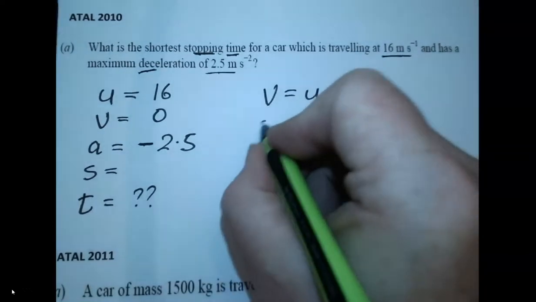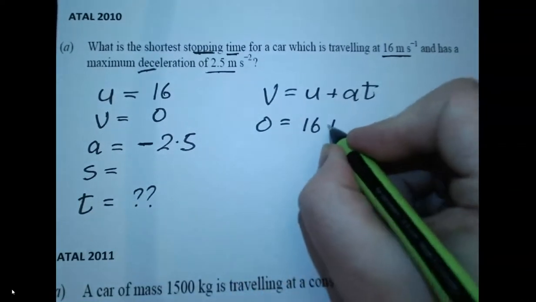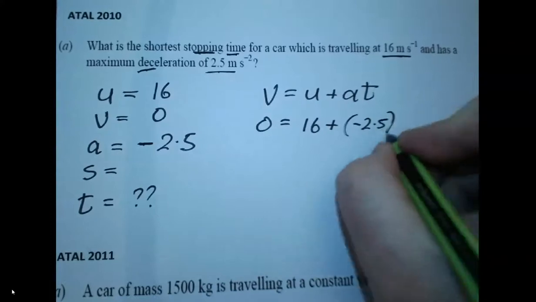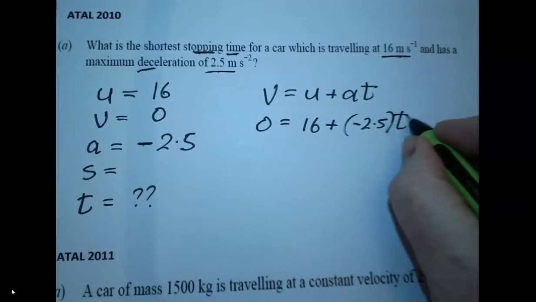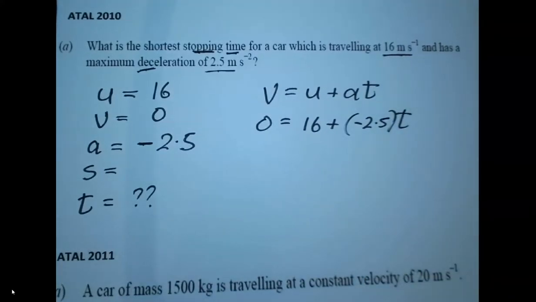The final velocity of the car is 0. The initial velocity is 16, plus minus 2.5 is the acceleration, I'll put that in brackets for a moment, by T. We've done the physics at this stage. You've got 2/3 of your marks. Now the rest of it, of course, is maths.